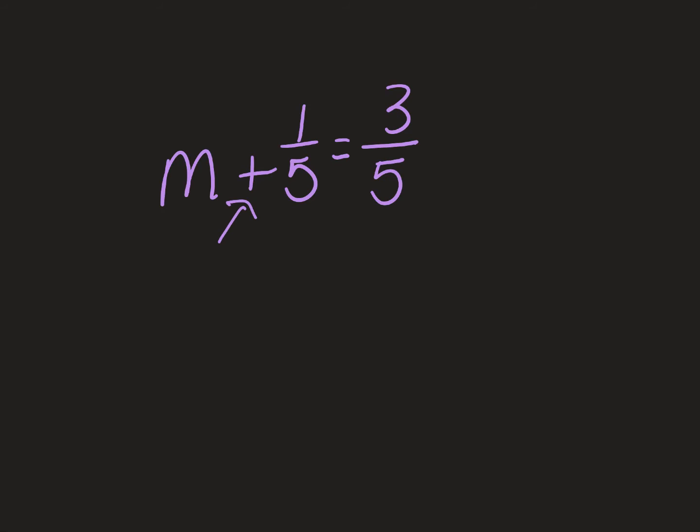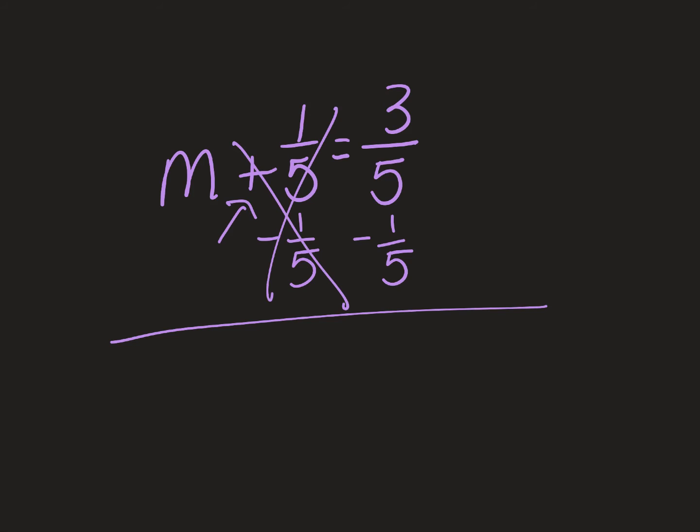Let's just go ahead and look at m plus 1 over 5 equals 3/5. You guys remember your fractions. I know you don't like fractions, but it's okay. Now, what is our inverse operation of addition? Of course, it's subtraction. So that tells us we're going to subtract 1/5. We're going to subtract 1/5. And technically, you can draw your line there and do your work. But so that's going to cancel.